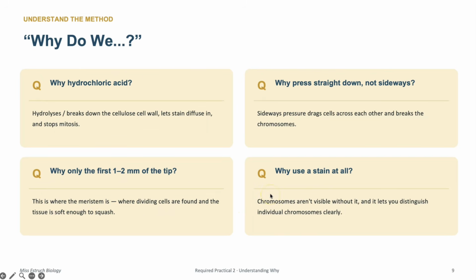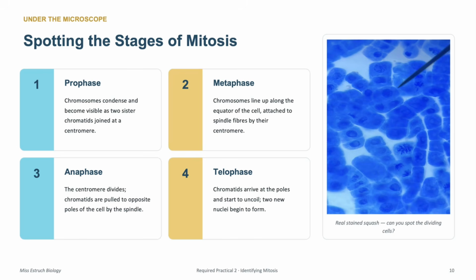And why do we use a stain? Chromosomes are not visible until you add that stain. And because we want to see the behaviour of the chromosomes in mitosis, we need to be able to see them. So one key question linked to this is, now you've got your slide and you've set it up under your optical microscope, can you spot the stages of mitosis?